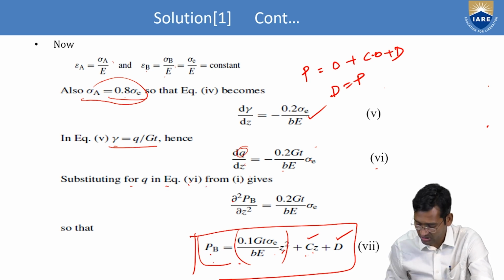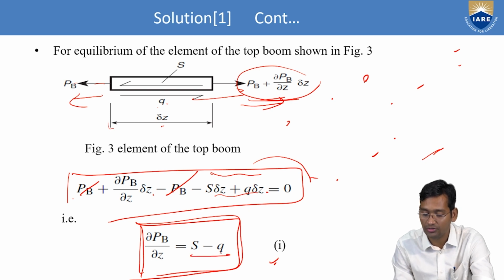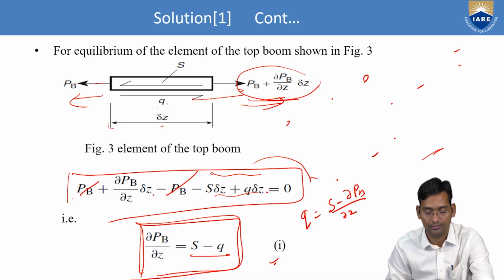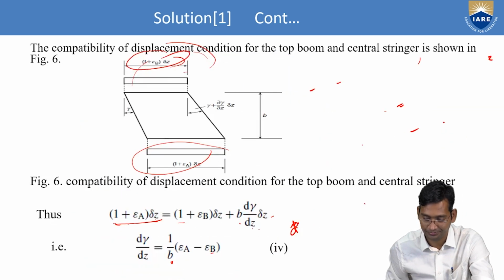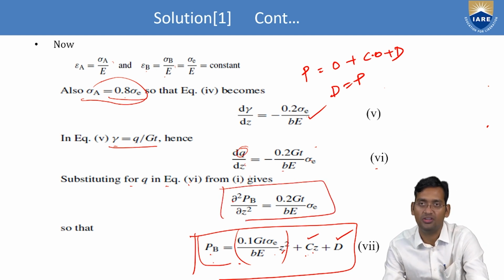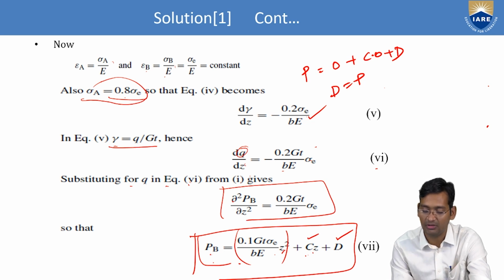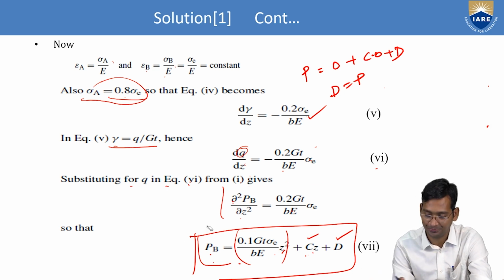From equation 1, just see here, S minus Q is this one. So from here what will be the Q? Q is equal to S minus del PB by del Z. After differentiating, S is constant, so that S will be 0, and this minus and minus becomes plus. So del 2 PB by del Z square equals 0.2 GT by B into sigma E.